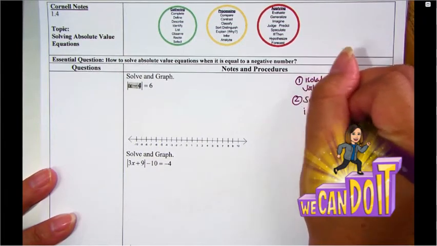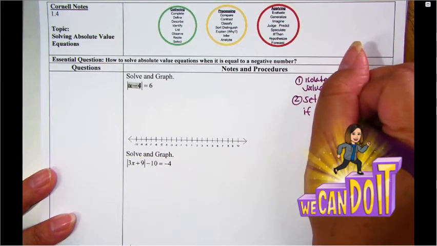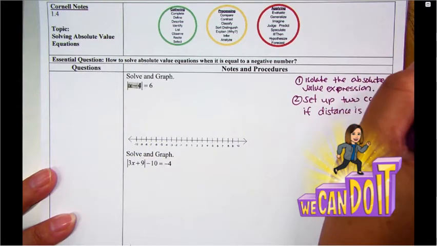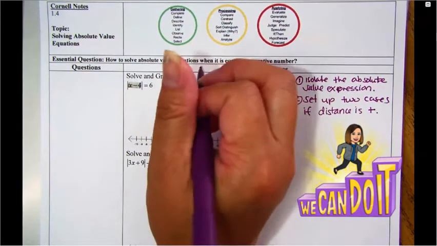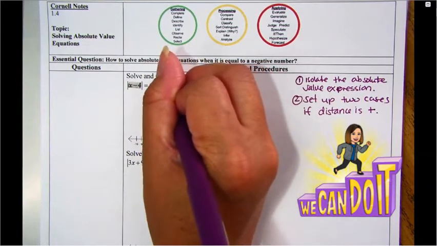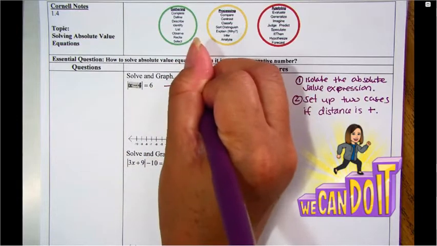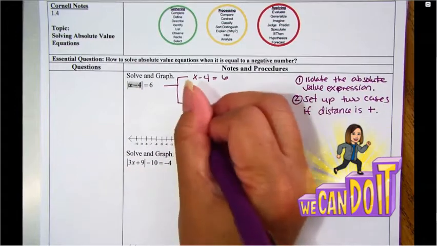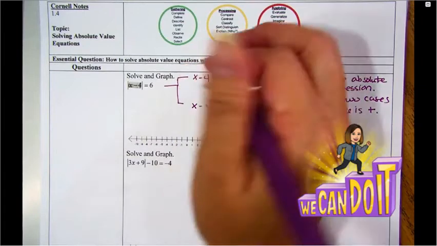So set up two cases if the distance is positive. All right, so we're going to have x minus 4 is equal to 6, so that's 6 units to the right, and we have x minus 4 is equal to negative 6.